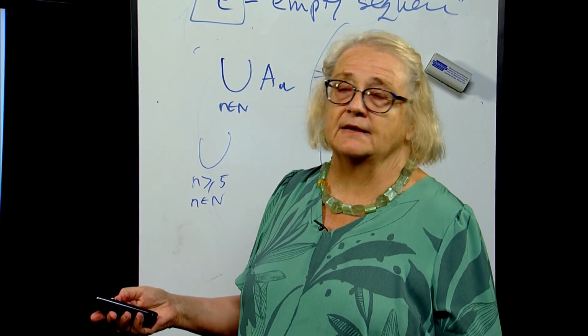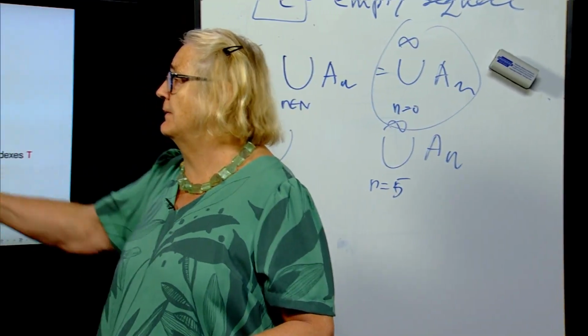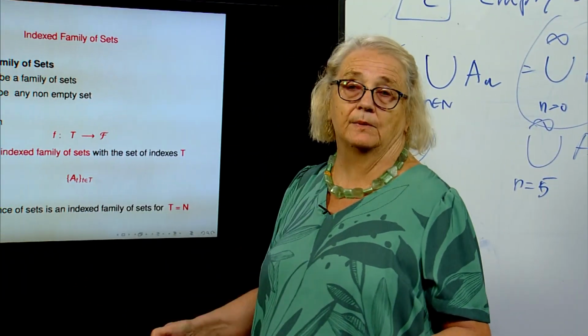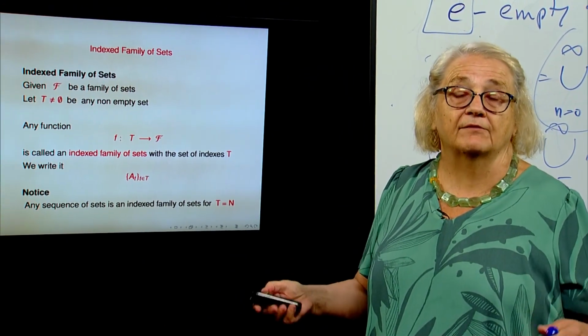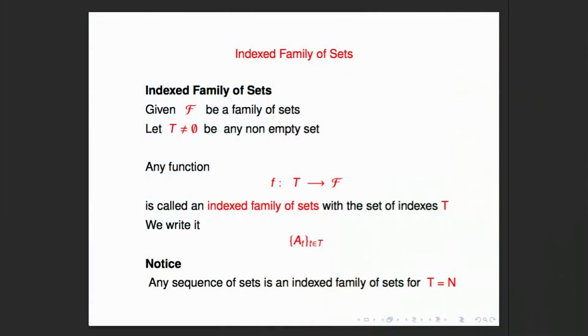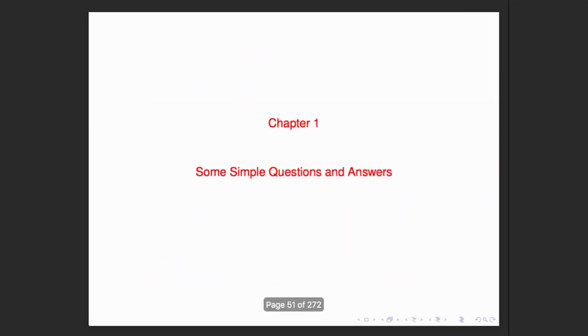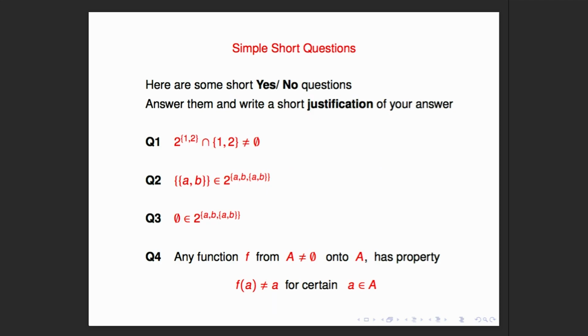And the same for intersection. Again, you can generalize it to any family of sets indexed by T, where T can be any set. So you can have a family of sets indexed by, for example, real numbers, or even subsets of real numbers.